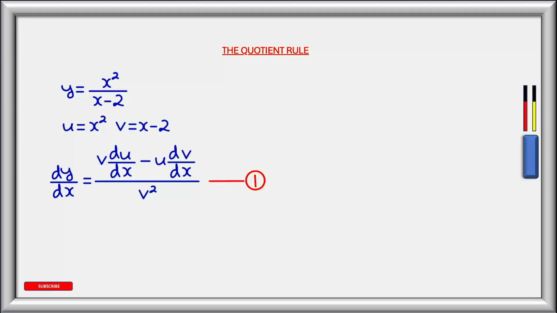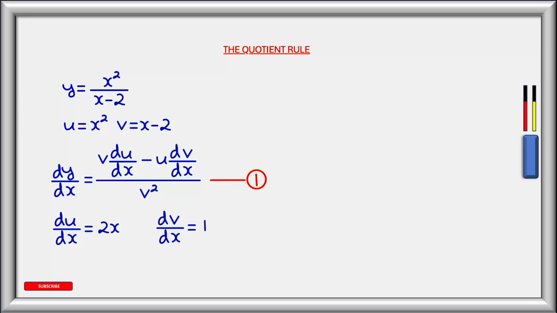And using the quotient rule to find this derivative, we have dy by dx is equal to v du by dx minus u dv by dx, divided by v squared. Now we already have u and v, so let's find du by dx and dv by dx. We can use the power rule to find both of these derivatives. So for du by dx, where u is equal to x squared, this equals 2x. And dv by dx, where v is equal to x minus 2, this equals 1.